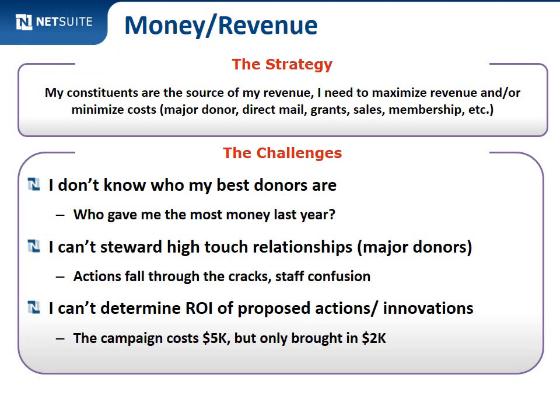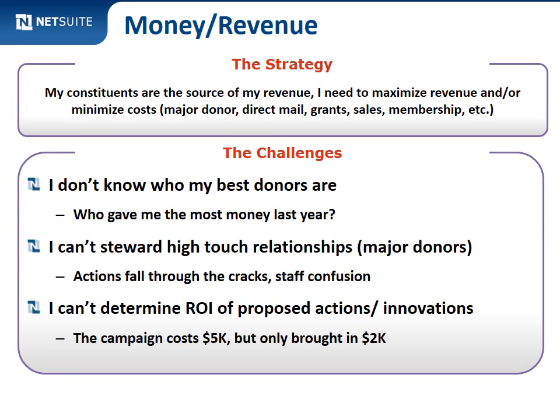Great. I'm going to move on here to the money revenue strategy. This is really where your constituents are the source of your revenue, and you need to maximize revenue and or minimize costs. So direct mail runs this way. Grants runs this way. Do I just scattershot LOIs, the letters of intent that I send to foundations, or do I know that certain letters of intent are going to be more likely to generate money for me or not? Membership: who's most likely to renew their membership or not.